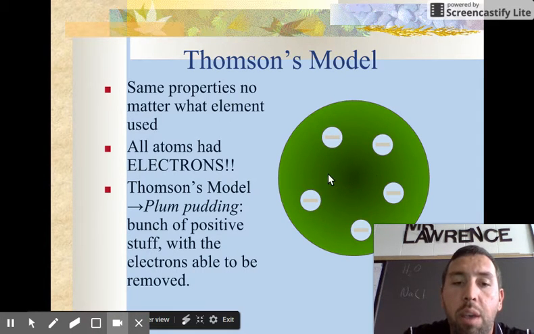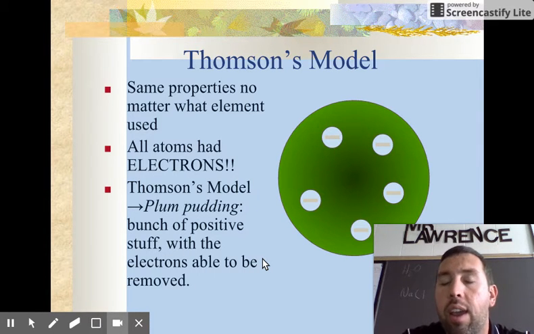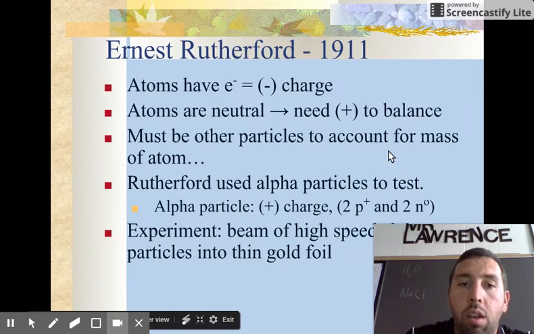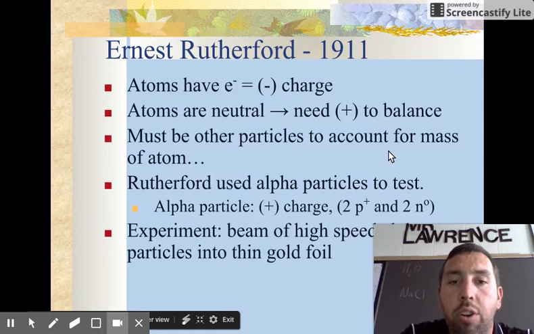He believed that there's a bunch of positive goo or positive stuff with electrons inside of it. But you could pull out those electrons because we know that metal can conduct electricity, or I can get static electricity on my hand and shock somebody. Therefore, we can move around electrons. So in 1911, here comes Ernest Rutherford.